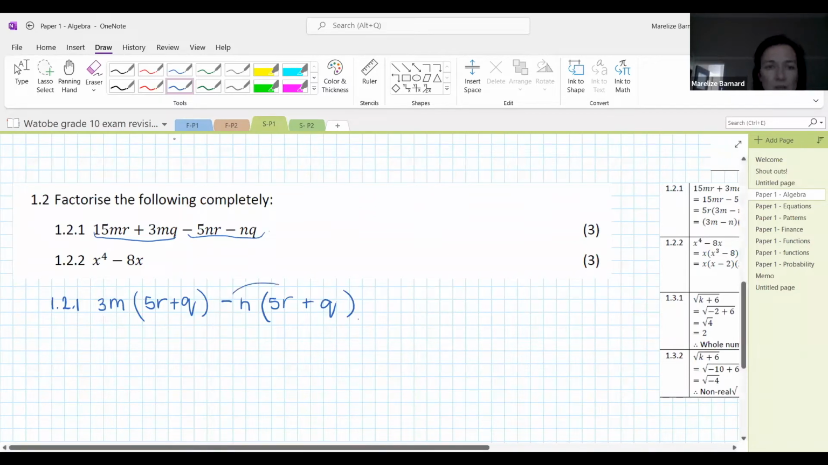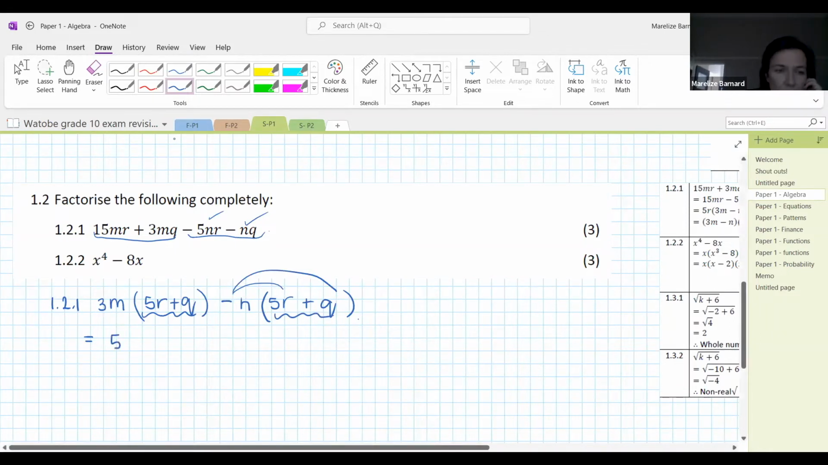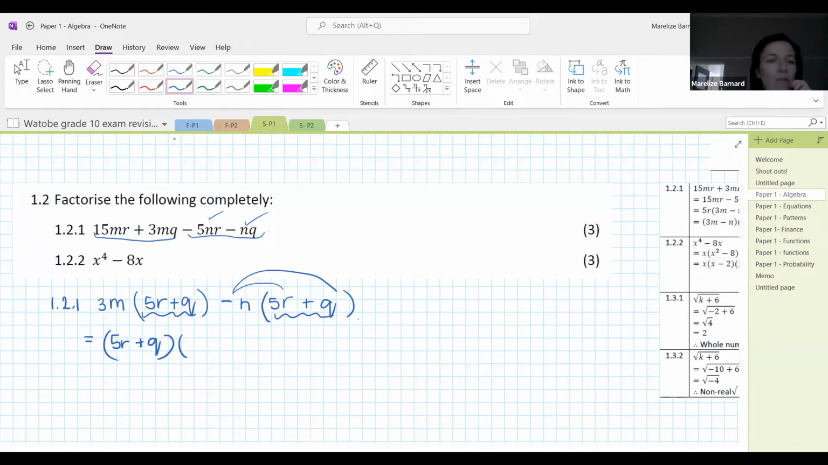Check if it works. Minus n times 5r gives me minus 5nr. And then minus n times q gives me minus nq. Cool, it works. So we've got our common factor, 5r plus q. That's our common factor bracket. So we write 5r plus q. And if we take 5r plus q as a factor out from the first term, I'm left with a 3m and a minus n from the second term. Okay.